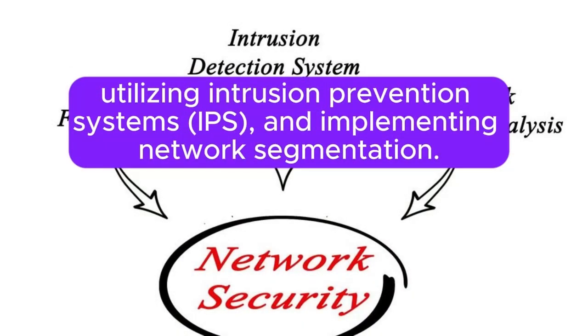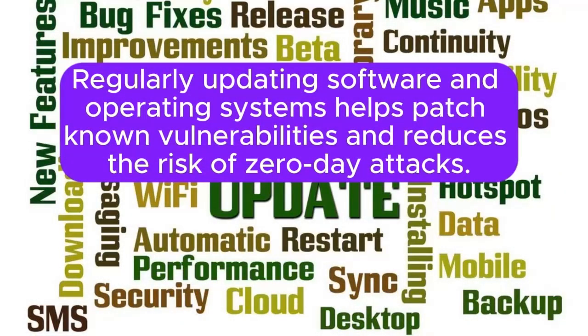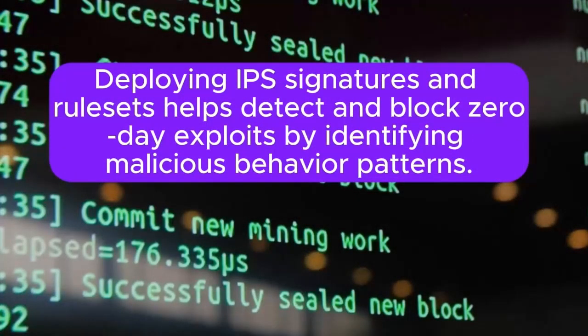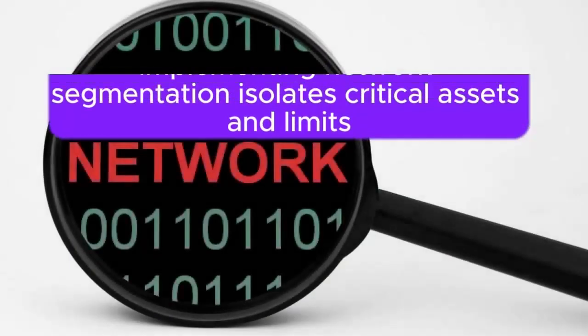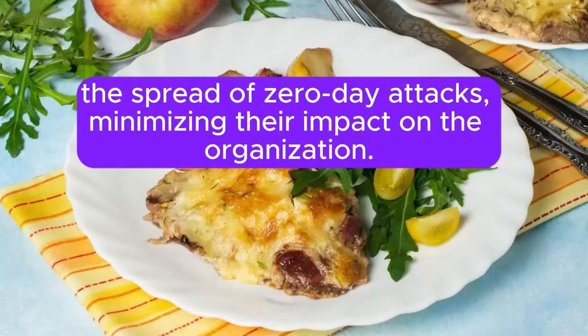Utilizing intrusion prevention systems (IPS) and implementing network segmentation. Regularly updating software and operating systems helps patch known vulnerabilities and reduces the risk of zero-day attacks. Deploying IPS signatures and rule sets helps detect and block zero-day exploits by identifying malicious behavior patterns. Implementing network segmentation isolates critical assets and limits the spread of zero-day attacks, minimizing their impact on the organization.